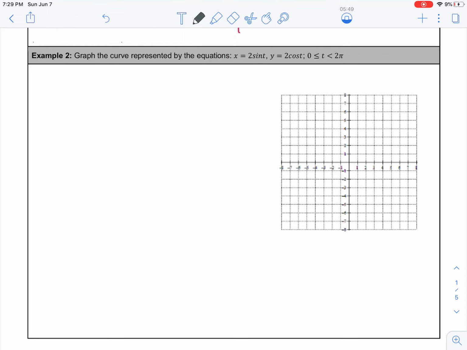So our first option here would be create a table, right? That's our 4-column table, so we can create the table that will allow us to find our xy points and plot those. Okay, so this gives us a little bit of practice evaluating different points on our interval for t, and then plotting those on our xy grid.